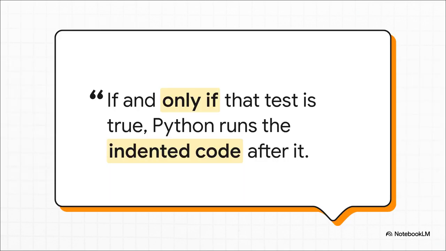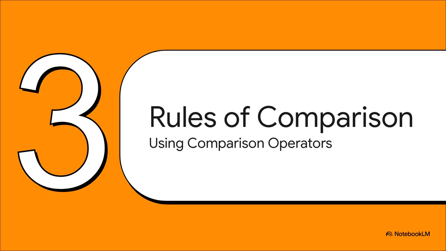And this is the core idea you really have to lock in. Python sees that indentation, and it knows, okay, this little piece of code belongs to the if statement right above it. It will only run that indented code if, and I mean only if, that condition is met. Now, to make any kind of decision, your code needs rules for comparing things, right? It's got to know if something is bigger or smaller or exactly the same as something else. And for that, we use something called comparison operators.